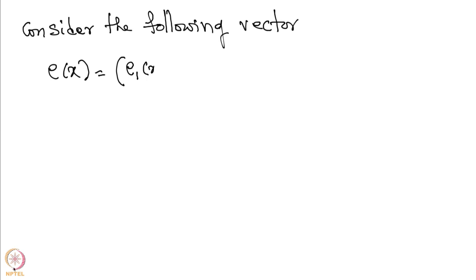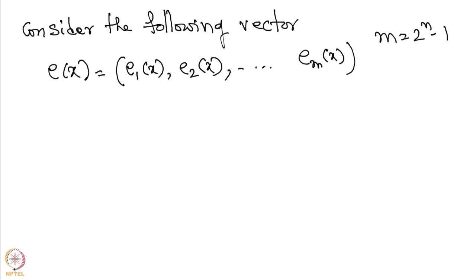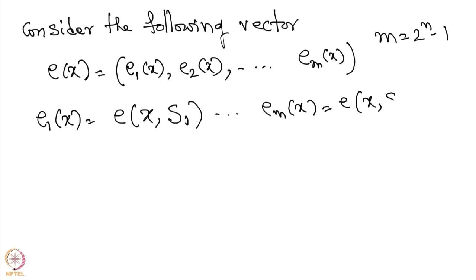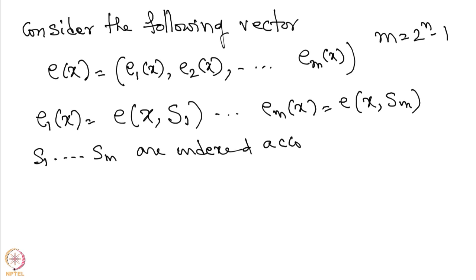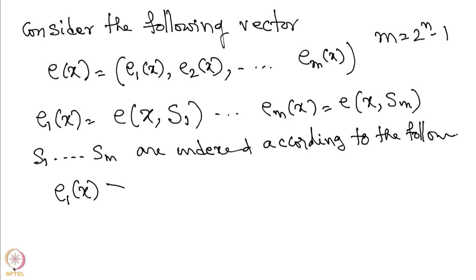Consider the following vector. The vector e(x) is nothing but e1(x), e2(x), up to em(x), where m is of course 2 power n minus 1. What is e1(x)? e1(x) is the excess function corresponding to some coalition S1, and likewise em(x) is the excess function corresponding to some coalition Sm. How are these chosen? S1 up to Sm are indexed according to the following. e1(x) is the largest excess function.